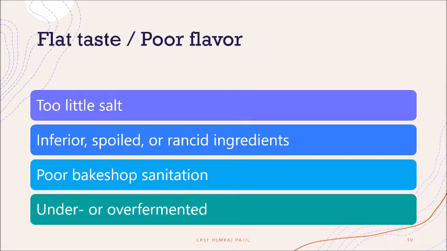Next one is inferior, spoiled or rancid ingredients used. Of course, if your ingredients are not fresh and not of good quality, if they are already spoiled or gone bad, and you use the same ingredients, your product will also have the same flavor and taste.